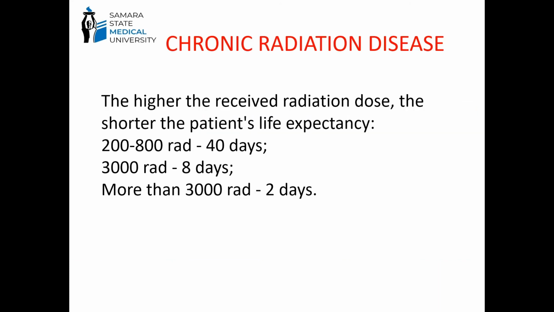As a result of prolonged exposure of the body to small doses, and after the accumulation of a total dose of about 100 rad, chronic radiation disease develops. The higher the received radiation dose, the shorter the patient's life expectancy. For example, at 200 to 800 rad, it's 40 days. At 3000 rad, it's 8 days. And at more than 3000 rad, it's only 2 days. The death of the body occurs due to damage to the nerves, hematopoietic immune systems, and the small intestine.